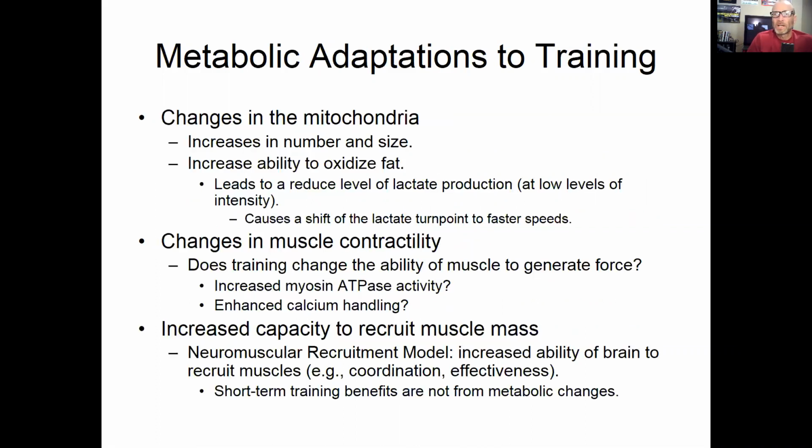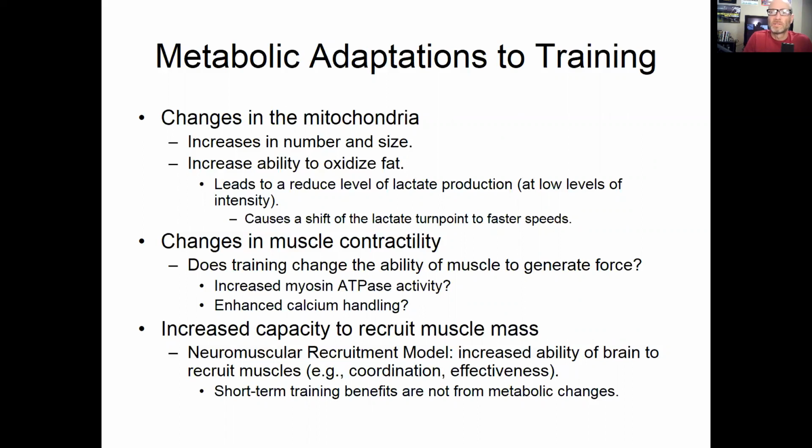You have a change in mitochondria, the number of mitochondria as well as the size of mitochondria. That allows for an increased ability to oxidize fat on top of oxidizing carbohydrate. This leads to a reduced level of lactate production, especially at low levels of intensity. It causes a shift of the lactate turn point to faster speeds. Okay, again, this is a positive change. More mitochondria and larger mitochondria, better aerobic capacity to convert chemical energy to mechanical energy.